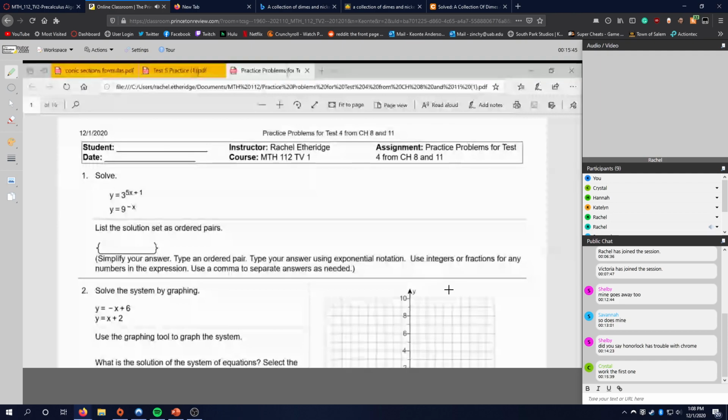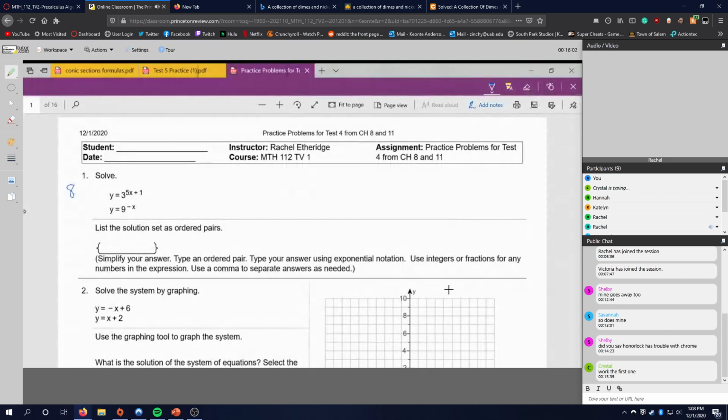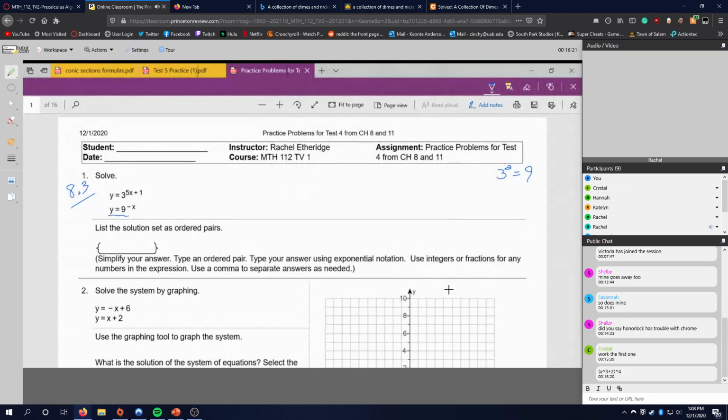All right, I'll work the first one. Hopefully, I can find my pen. Okay, this problem says solve a system. This actually is in 8.3. You're going to take the second equation and write that base as a 3. What we know is 3 squared is 9, so we're going to rewrite it so that we have the same base. If we can get the same base, then we can eliminate the base by the one-to-one property.